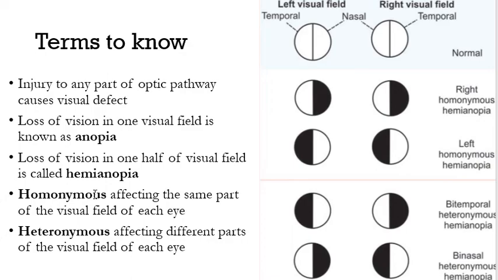The other one I'd like to introduce you to is known as homonymous. When someone says homonymous, it means it's affecting the same part of the visual field. Now, the same part, homonymous, it means left or right. So homonymous has to do with direction. If I say left homonymous, it means it's affecting the left side of each visual field. All right, so each visual field means for the right eye and for the left eye. So left homonymous visual field means the left side of the left eye, which is the temporal side, and the left side of the right eye, which is the nasal side of the right eye. So that's left homonymous.